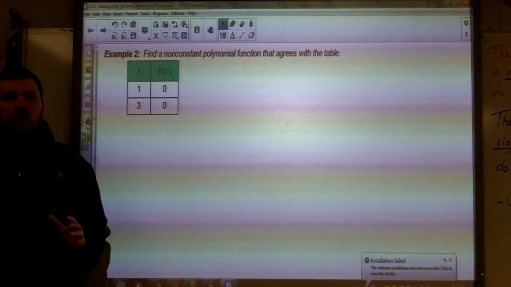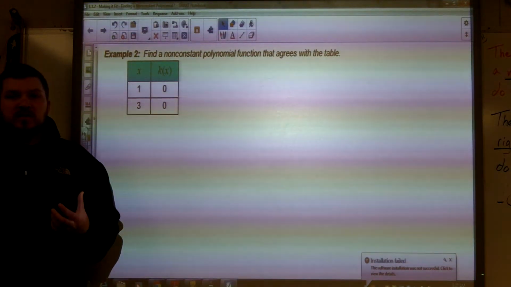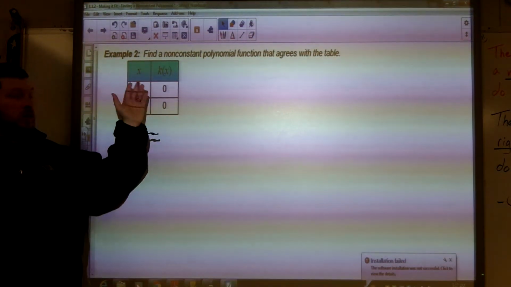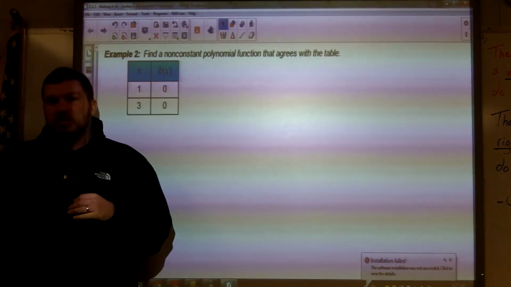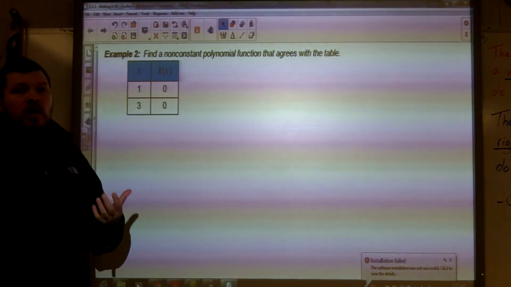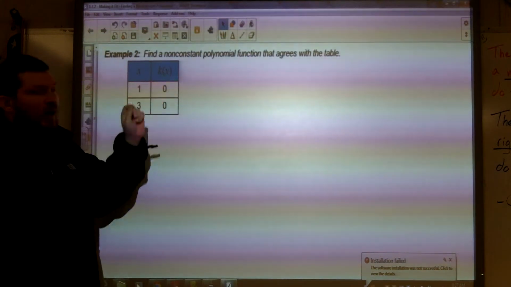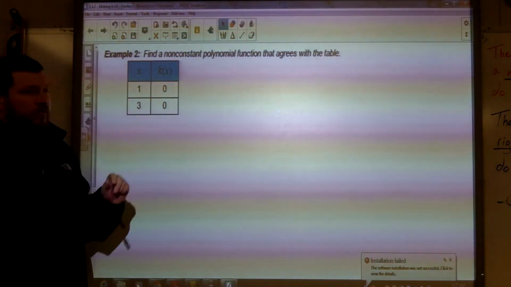Okay, so in this video we're doing something similar to the previous video. We're going to attempt to find a polynomial that fits this table. However, there's a subtle nuance that makes this problem slightly different. In particular, we're looking for a non-constant polynomial that will fit this table.